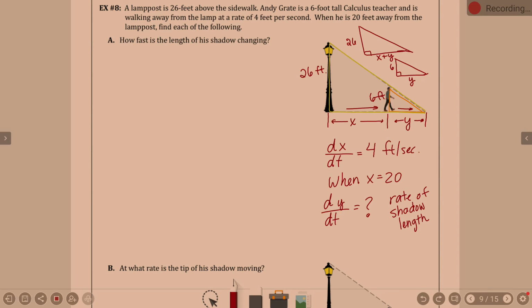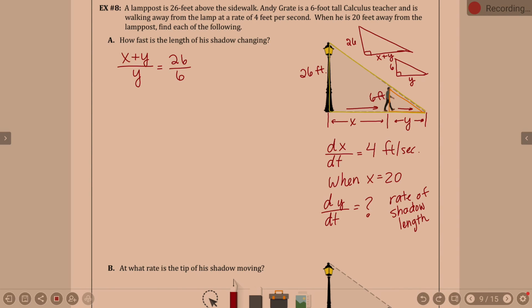You see the similar triangles? And there's not just one right way to set it up. (x plus y) over y equals 26 over 6. So big bottom to small bottom, big side to small side, pairing up the pieces. So (x plus y) over y equals 26/6.